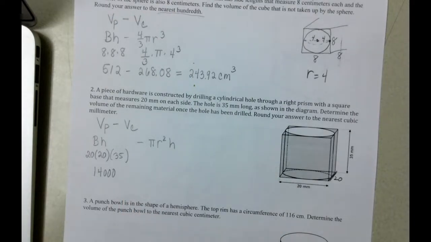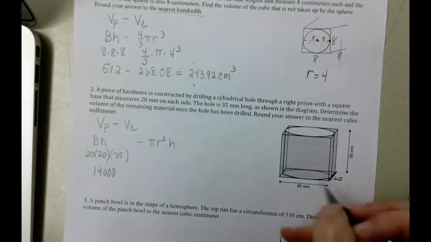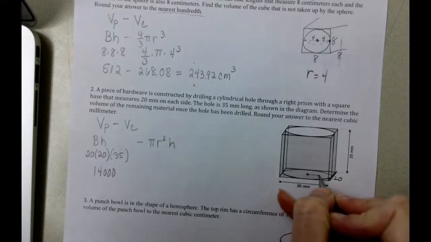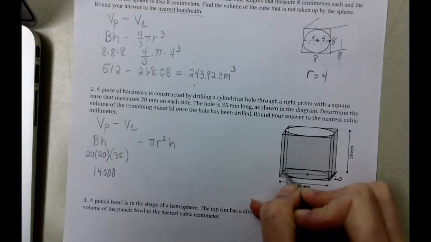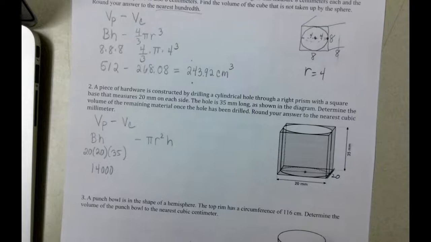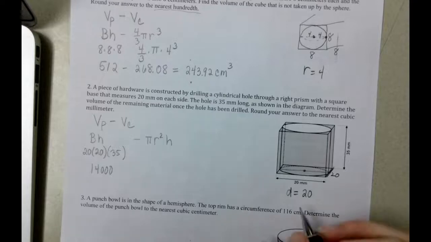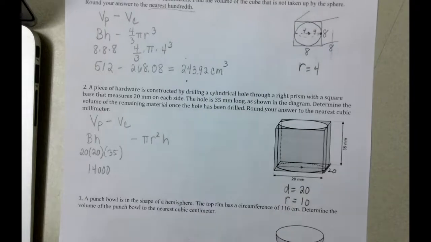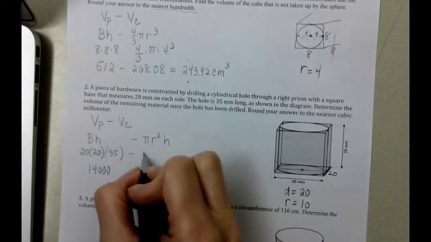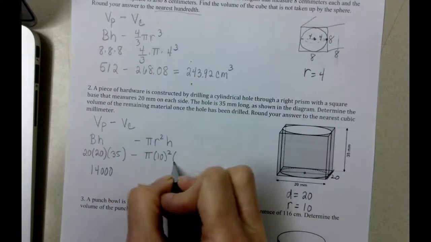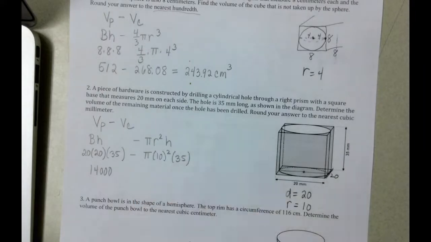So we need to go back and look here, and what we know about this particular problem is since this distance is 20, this distance would also be 20. In other words, the diameter of our cylinder is 20, and remember that the radius is half that length, so our radius is going to be 10. So if we fill that in, we're going to get pi times 10 squared times the same height of 35.